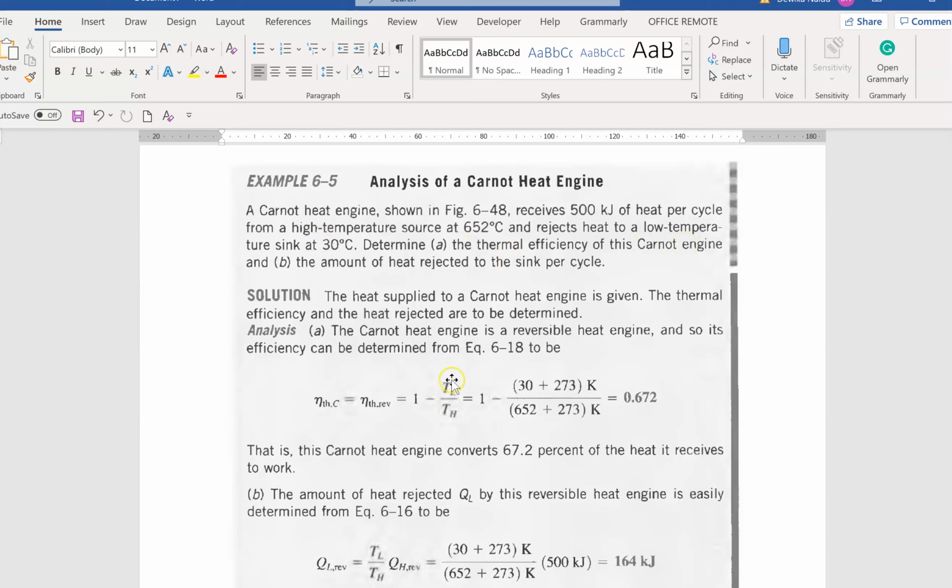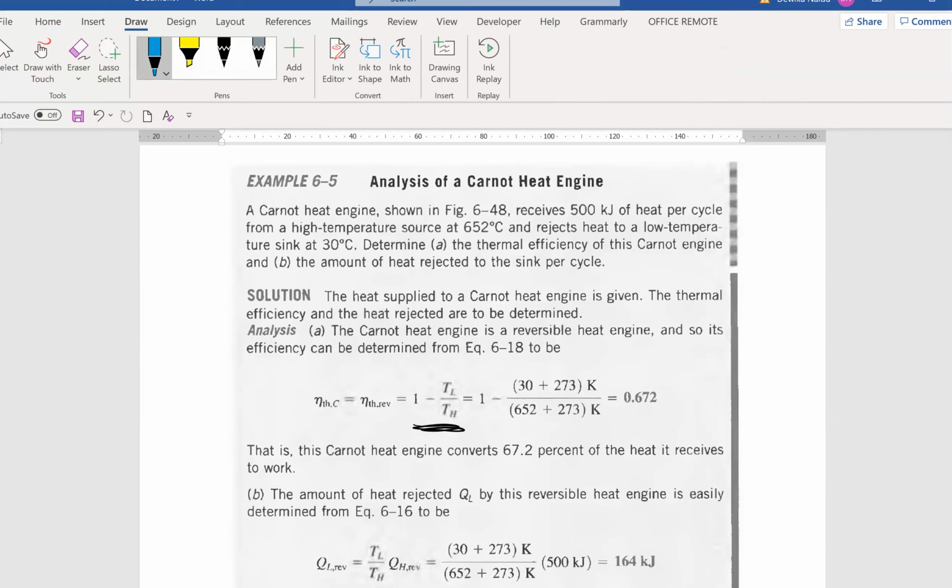Remember, Carnot uses temperature. So look at the formula: it uses 1 minus TL over TH. So you get 0.672. Question B: the amount of heat rejected to the sink.